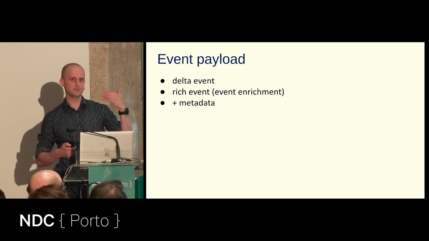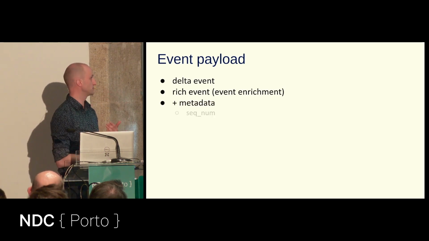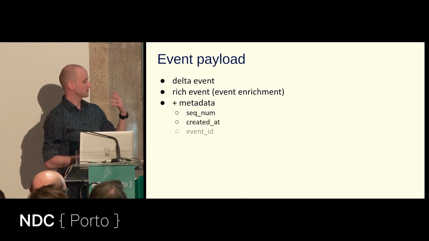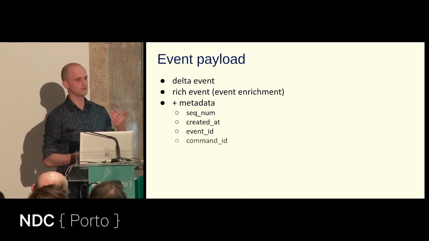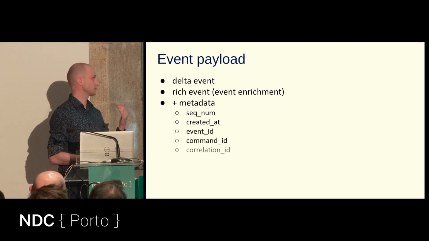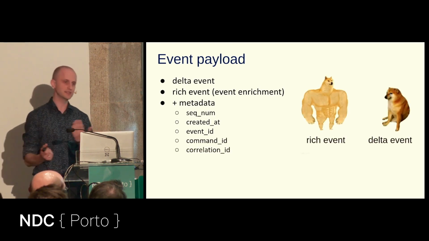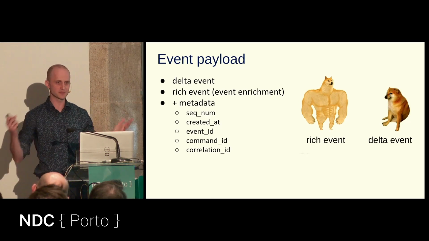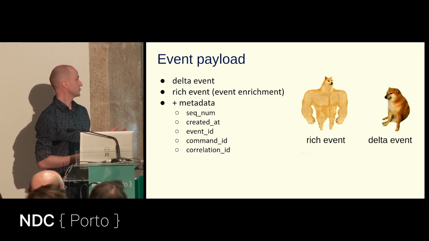And besides business information, most likely you will put some technical metadata into your events, like a sequence number, creation timestamp, event ID for deduplication, command ID that was the source of this event, and correlation ID if you want to track the whole business process. So yeah, that's the technical metadata.